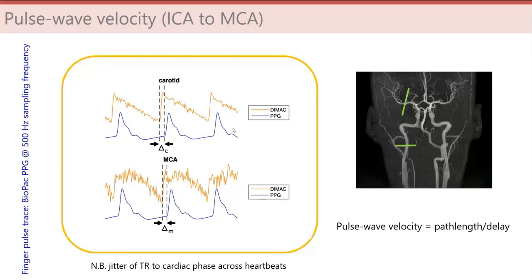Now, because we're requiring one slice and then another, we're not lining up the exact same pulse for the internal carotid and the MCA. So we need an independent reference point. For this, at the moment, we're using the finger pulse ox. So we're looking at the delay from when the inflow signal arrives at, for example, the carotid artery to when it arrives at the finger pulse. Then we use that as an independent point and look at the relative delay to the finger pulse between the carotid and the MCA to get this delay.